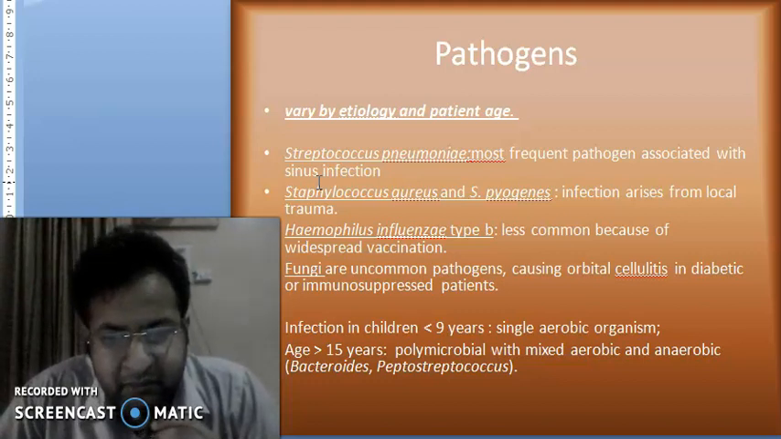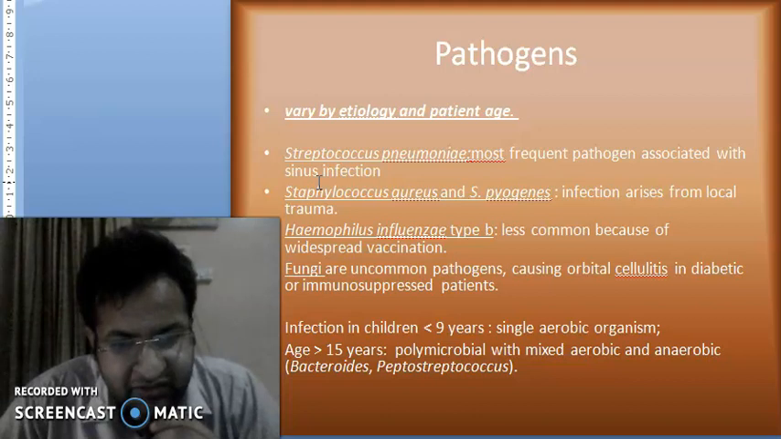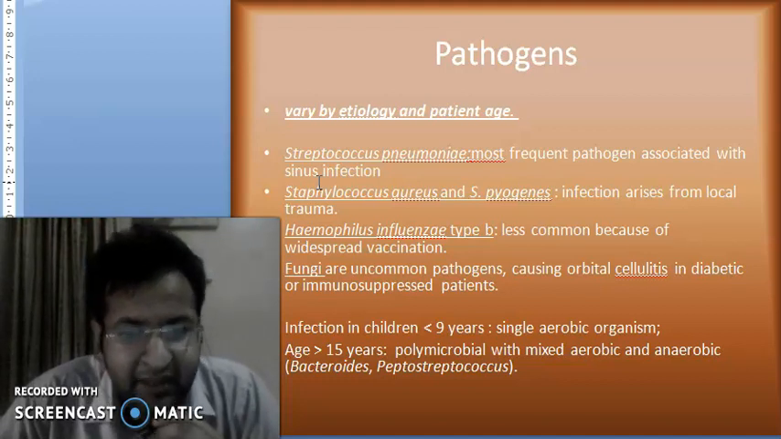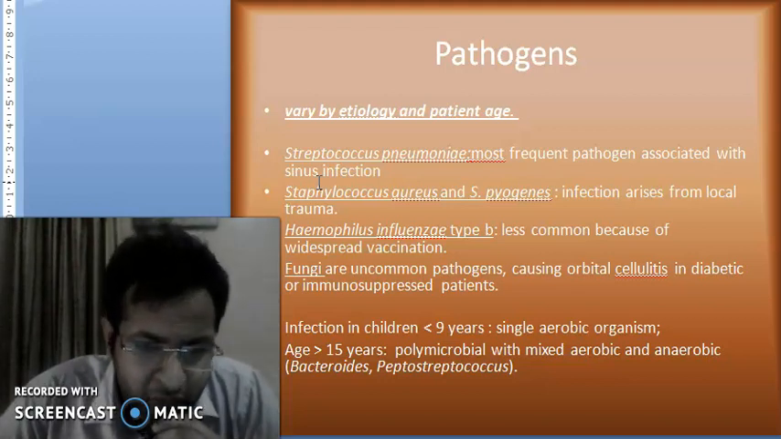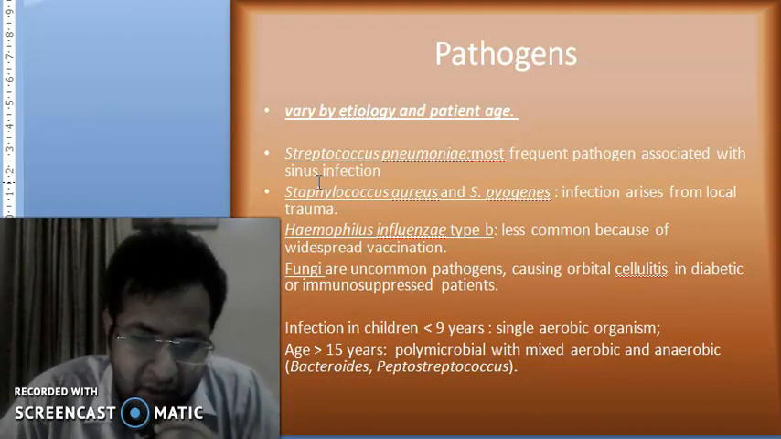Haemophilus influenzae type B is less common nowadays because of the widespread vaccination for the same. Fungi are the uncommon pathogens causing orbital cellulitis in diabetic or immunosuppressed patients, and the most common fungi are Mucor, Rhizopus, Aspergillus in the diabetic patients.